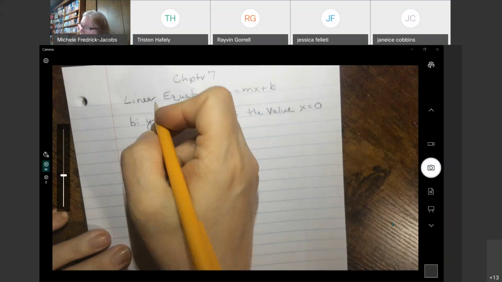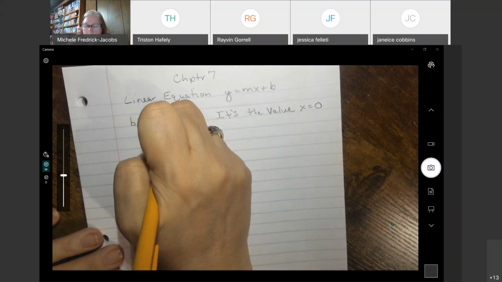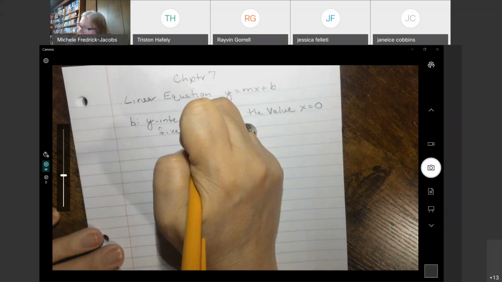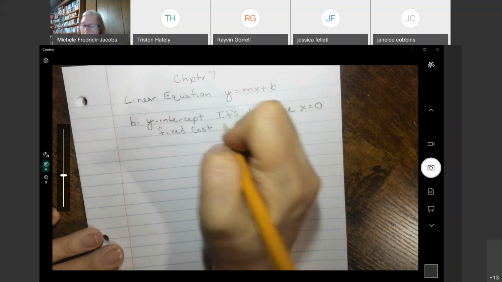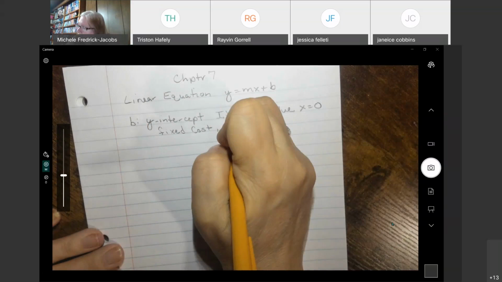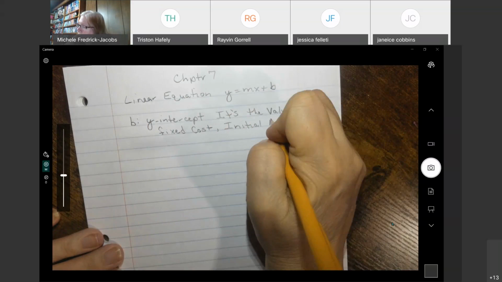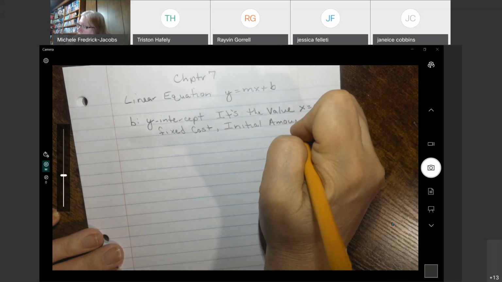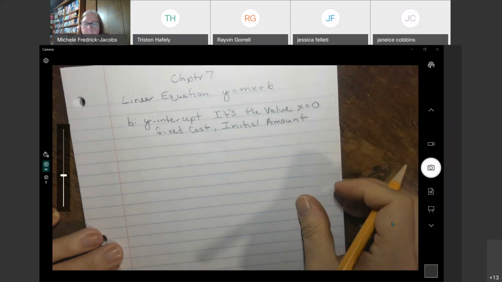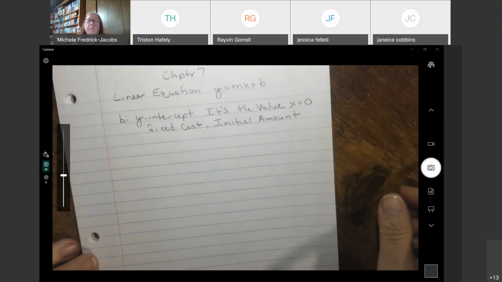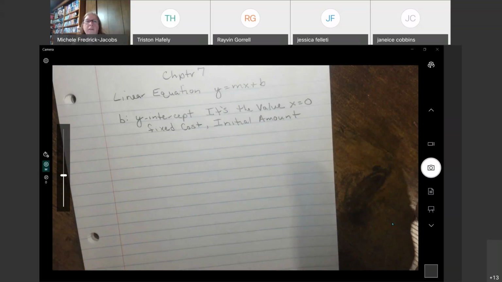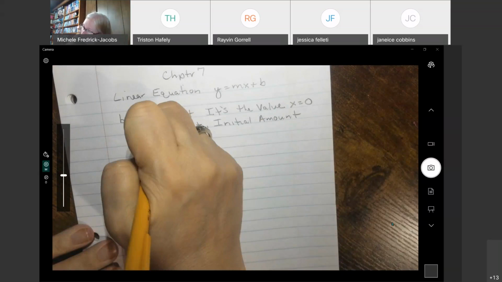It can be called the fixed cost, initial amount, those two are the most common. Startup fee.